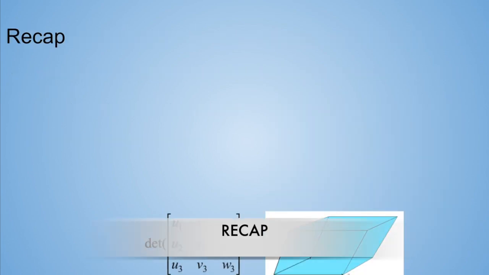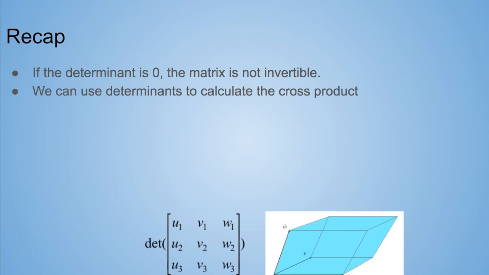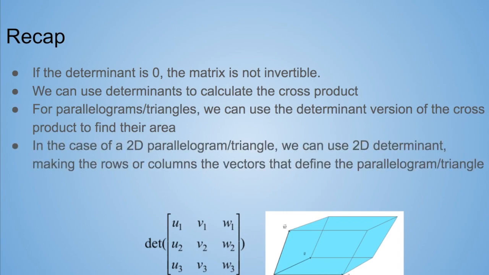Just to recap everything we've seen so far today, if the determinant is zero, the matrix is not invertible. It also can help us determine if there are infinitely many or no solutions, or if there's one solution to our linear system. We can use determinants to calculate the cross product. We can use the determinants for parallelograms and triangles, and use the cross product version of the determinant to find their area. In the case of a 2D parallelogram or triangle, we can use a 2D determinant, making the rows or columns the vectors that define the parallelogram or triangle.